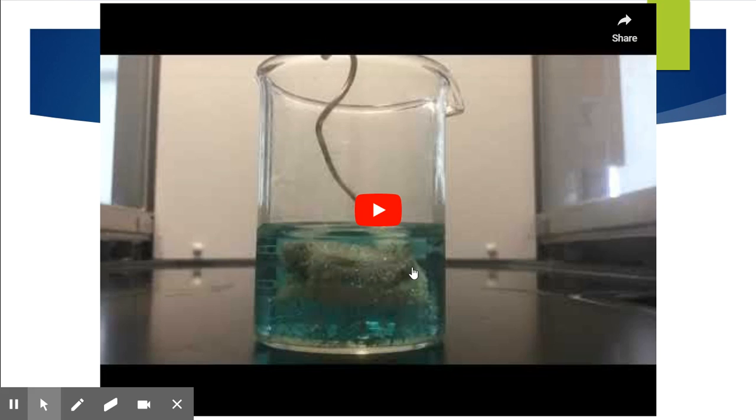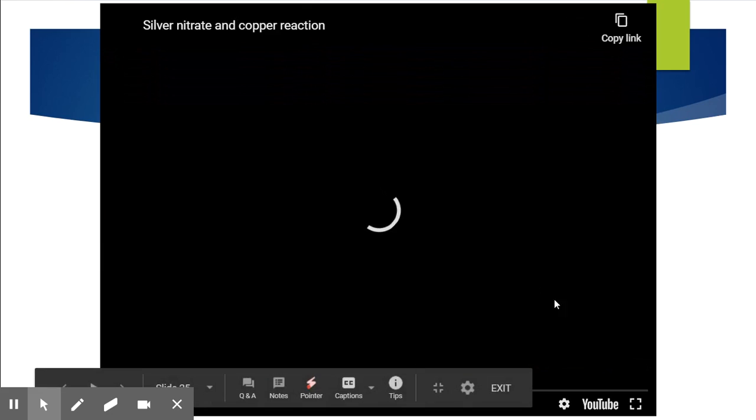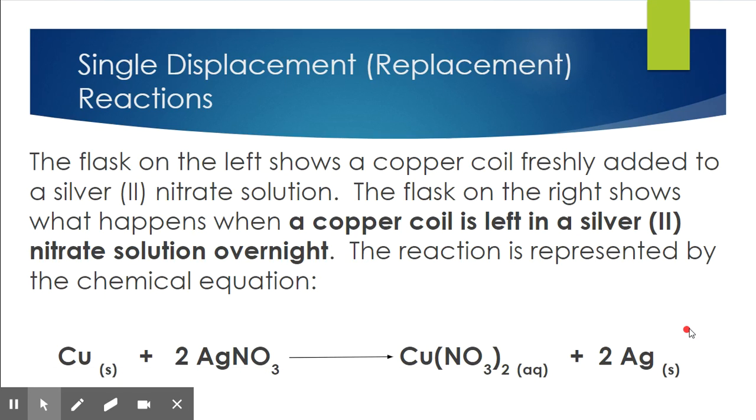and is replaced with these things right here. That's silver. That's in the aqueous solution, it's being replaced, and then that blue color is actually indicating copper, the copper nitrate. So the flask on the left shows a copper coil. Okay, this was from the original picture, added to the silver nitrate solution. The flask on the right shows what happens when a copper coil is left in silver nitrate solution overnight, or like I showed you, time-lapsed. The reaction is represented by this chemical equation down at the bottom.